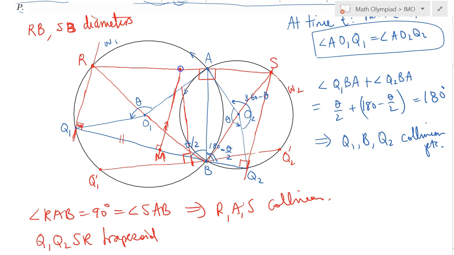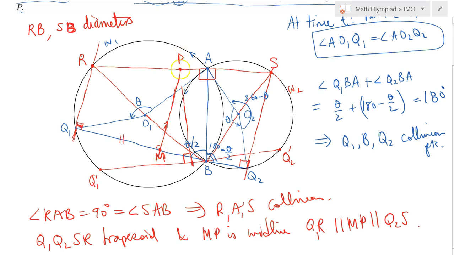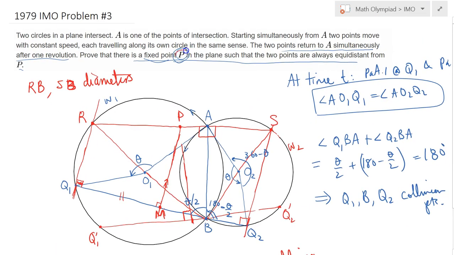So it hits this at the point, say, call it P. So in the trapezoid, MP is the midline. When I say midline, what I mean is Q1R is parallel to MP, which is parallel to Q2S. And now I'm done because I claim that that point P is this desired point that I'm looking for. Why is that? Because AB is the radical axis. Once you are given two circles, omega 1 and omega 2 are fixed, then the radical axis AB is fixed.